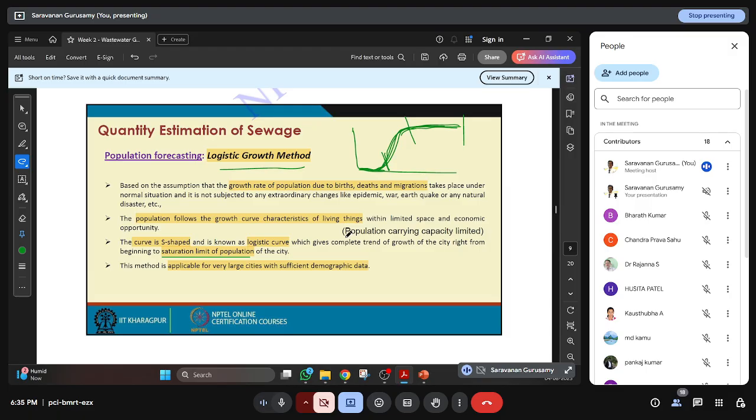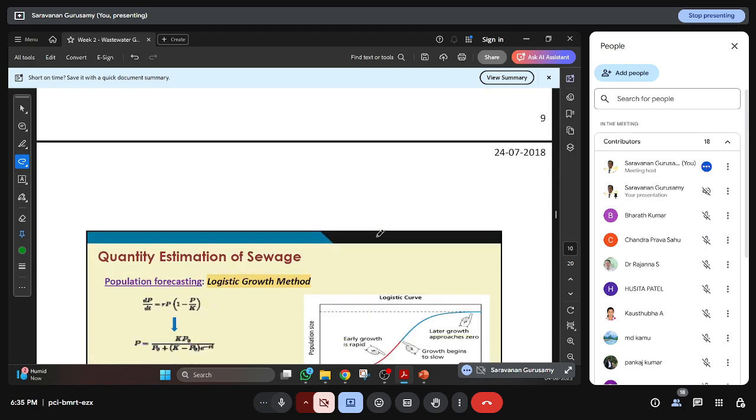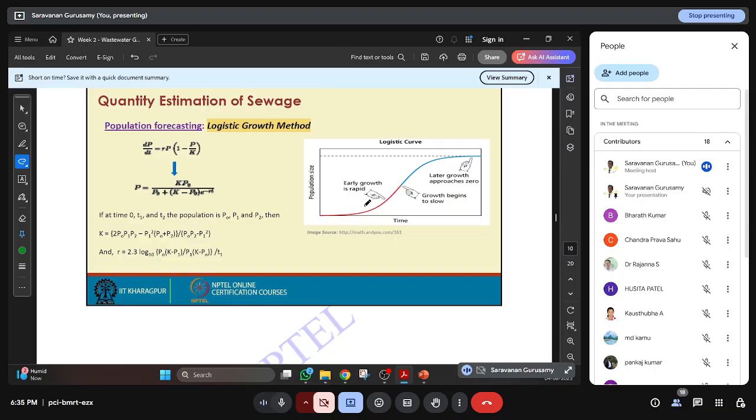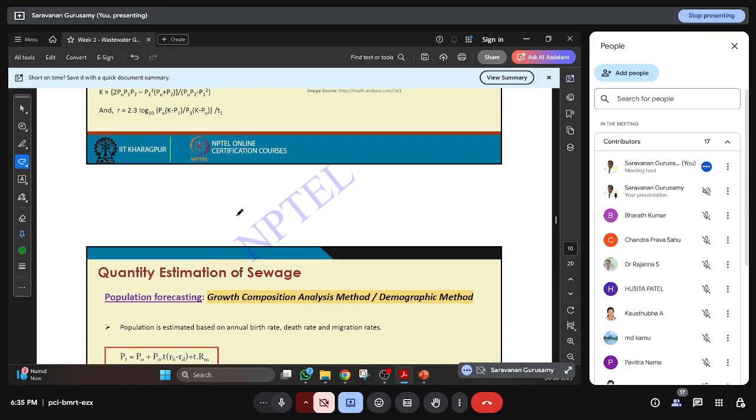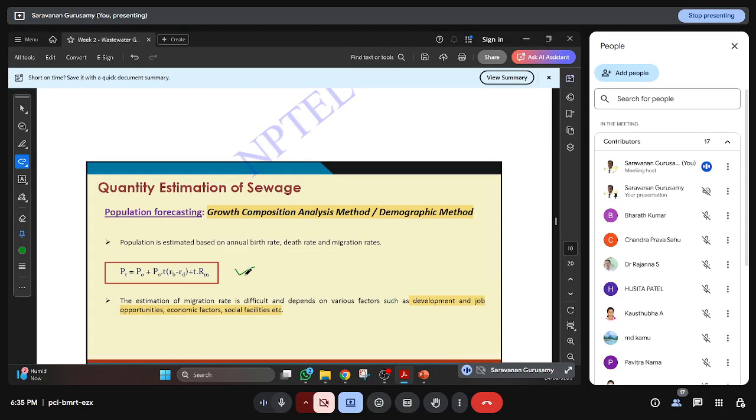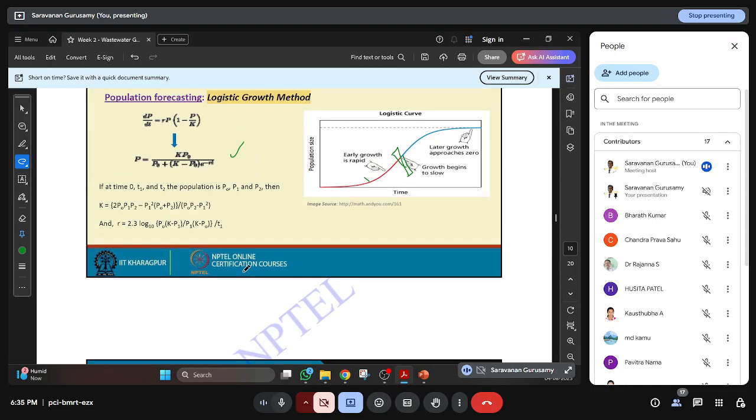The population carrying capacity of the city is limited. You can't hold 10 lakh or 20 lakh population. The city has a population limit of 10 lakh only. You can't accommodate more than that. Then this method can be useful. So earlier there is rapid growth, then the growth rate becomes slower, and the growth rate becomes 0 at a saturated point. So you can use this formula. The formula will not be asked in any question, but please remember there is a formula to calculate based on the logistic growth method.